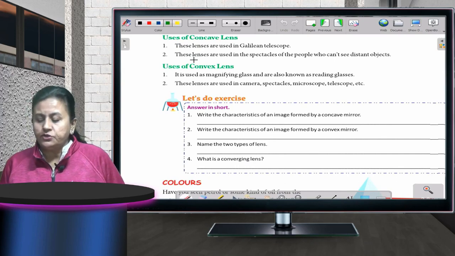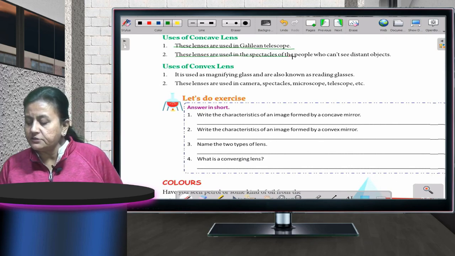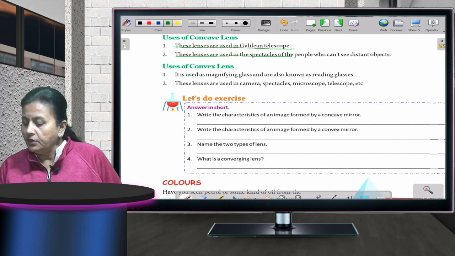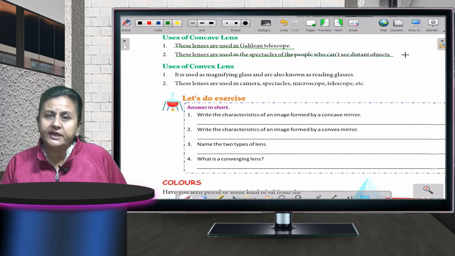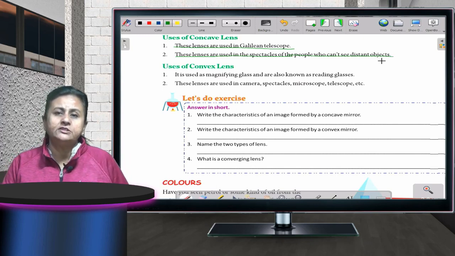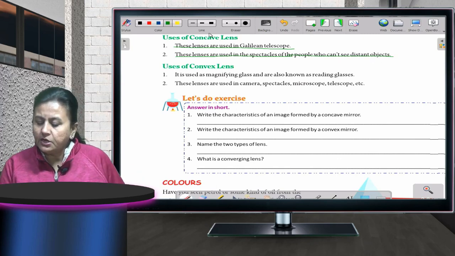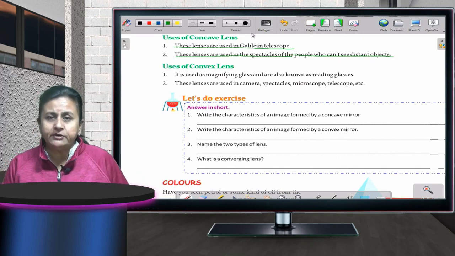concave lenses are used in the Galilean telescope. These lenses are used in the spectacles of people who can't see distant objects. In case we have a problem of eyesight and cannot see far away things, which type of lens do we use in our spectacles? We are using a concave lens. Fine, children?